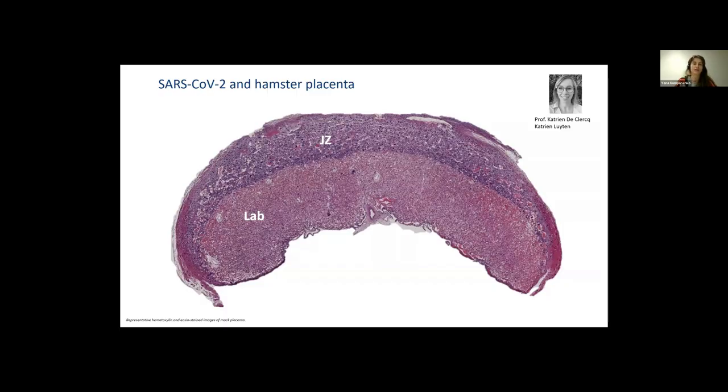And as you can see here, GZ stands for the junctional zone. It's the maternal part of the placenta. It's where glycogen and hormone production happen. And the labyrinth, that is the lower part, is the fetal part where the gas exchange and nutrient exchange happen. And on the outside, you're going to see a bit reddish, more deciduous tissue. So this is the histology image of the hamster placenta.